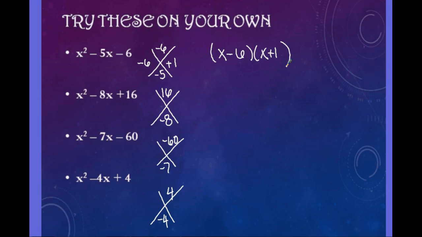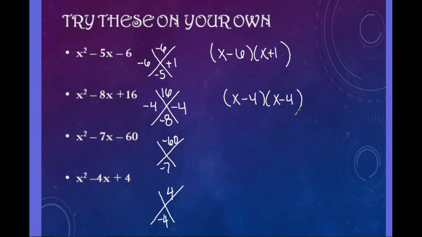Factors of 16 that add to negative 8. Would it be 4 and negative 4, or would it be both negatives? Both have to be negative because the 16 is positive. So the only way to get a positive is a negative times a negative. So you have x minus 4, x minus 4.